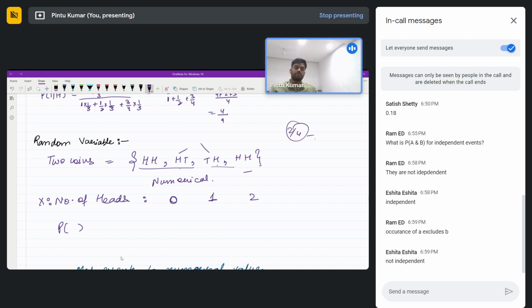So, what is the probability that there will be 0 heads? Sorry, the sample space should have TT over here, right? Tail-tail. So, there is one possibility out of 4. So, this is 1 by 4. For one head, there are 2 possibilities. So, this is 1 by 2. And for 2 heads, again, it is 1 by 4. Okay. So, this is how you define random variables: from the sample space, you try to transform it into some numbers and you assign some probabilities associated with it.